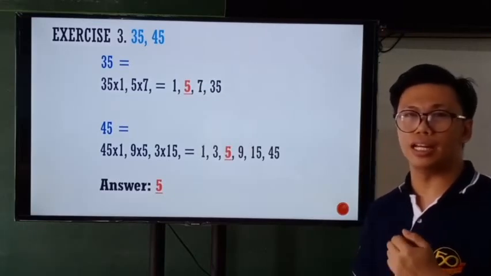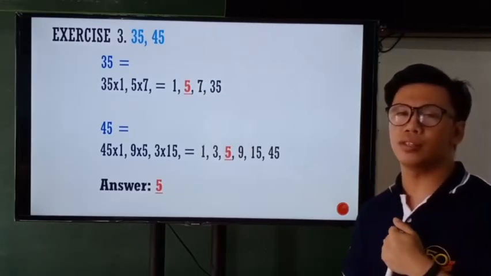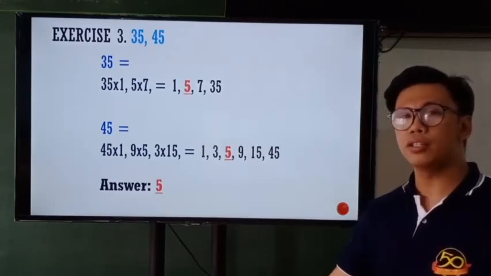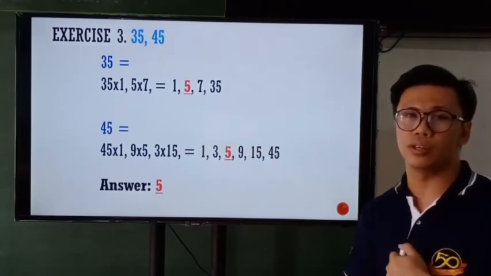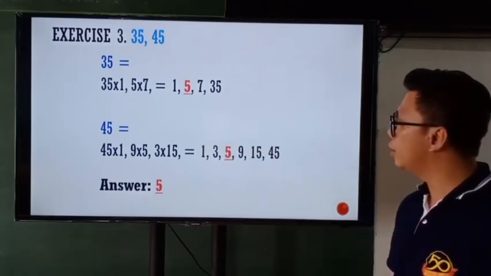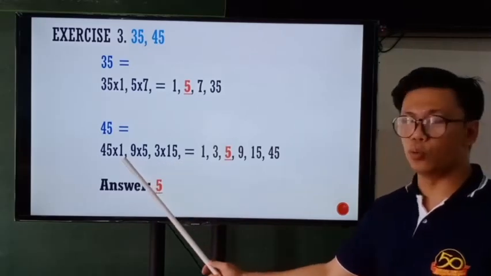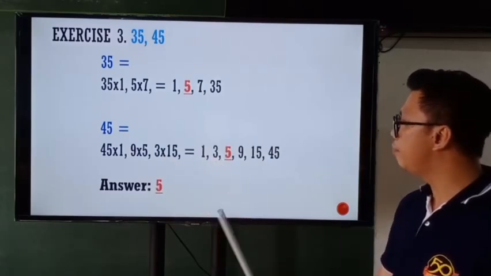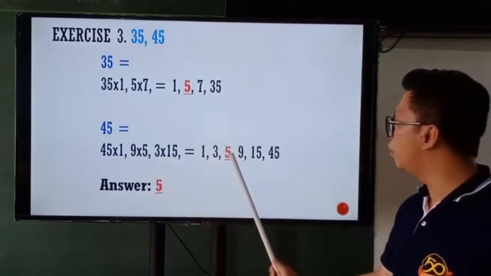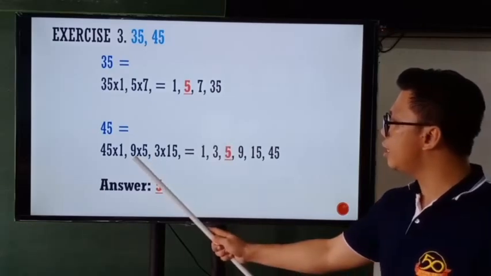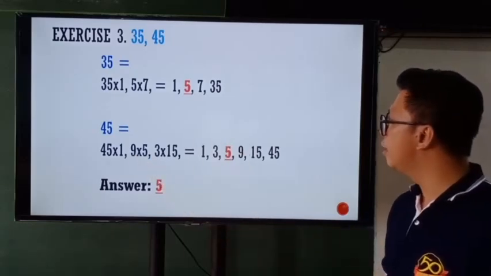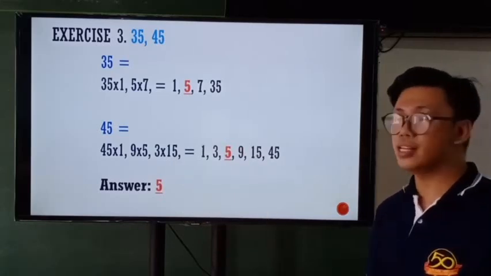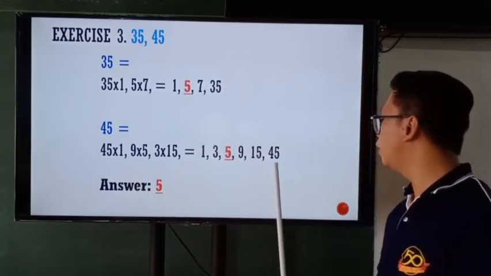We will list the numbers in ascending. What is ascending again? That is writing the smallest number going to the largest number. So let's start. What is the smallest number here? Very good. 1. So we will write 1. What's next to 1? 3. We will write 3. Next is 5. We will write 5. Next is 9. We will write 9. Next, 15. We will write 15. And the last number is 45. So we will write 45.